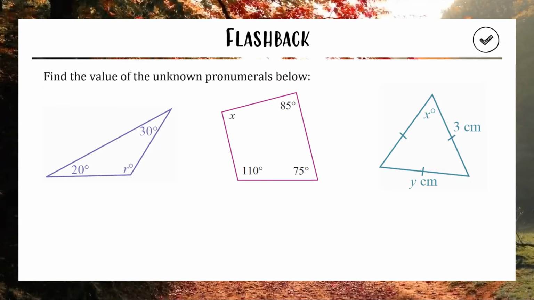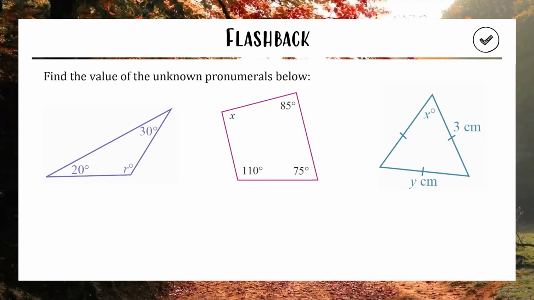We're starting off with some flashback questions from concepts we have already studied in class. I'd like you to pause the video and draw these three shapes for me and see if you can figure out the unknown letters. So we're using the fact that the angle sum of any triangle is 180 degrees. And as we looked at, the angle sum of any quadrilateral, any four-sided shape, is 360 degrees. See if you can figure them out.